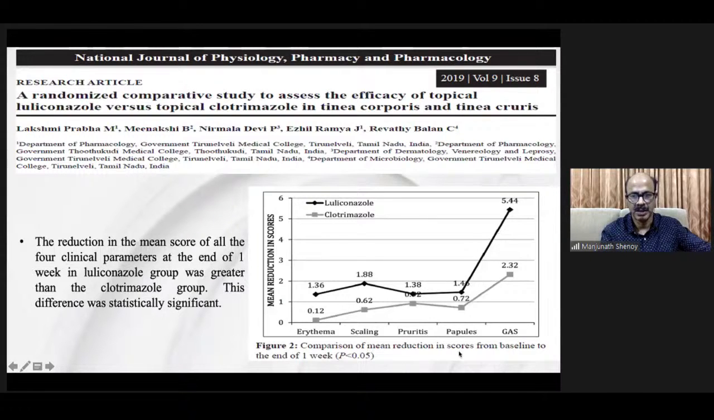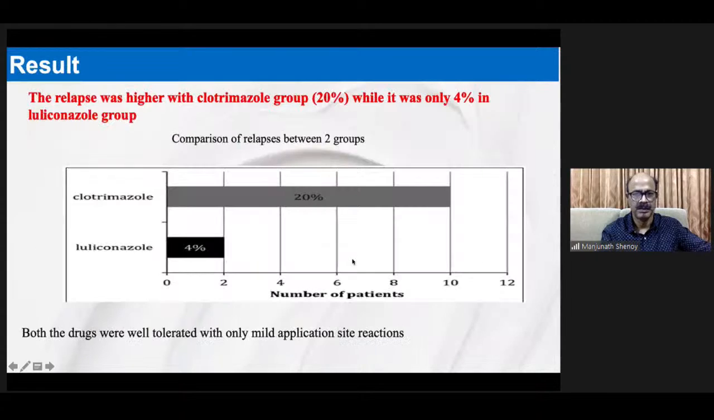comparison of mean reduction scores from baseline to end of treatment, which is much better for liliconazole as compared to clotrimazole. Relapses are also much higher with clotrimazole as compared to liliconazole. It's only 4%.